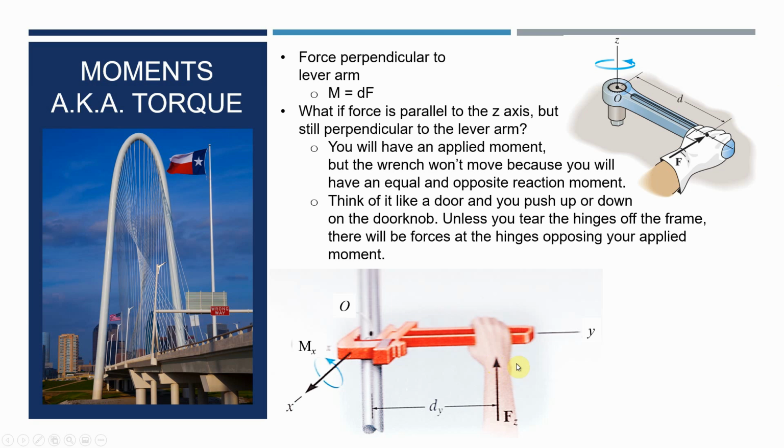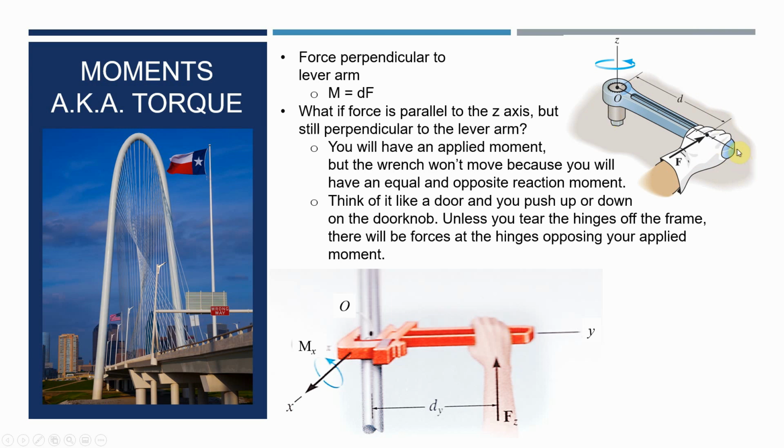That'll be important sometimes, so just understand that. We can apply the force up and down right here. You will apply a torque, a moment, but it won't move because the wrench is constrained. There's an opposing moment. You could try to twist this wrench also, but it won't move because there would be an opposing moment.